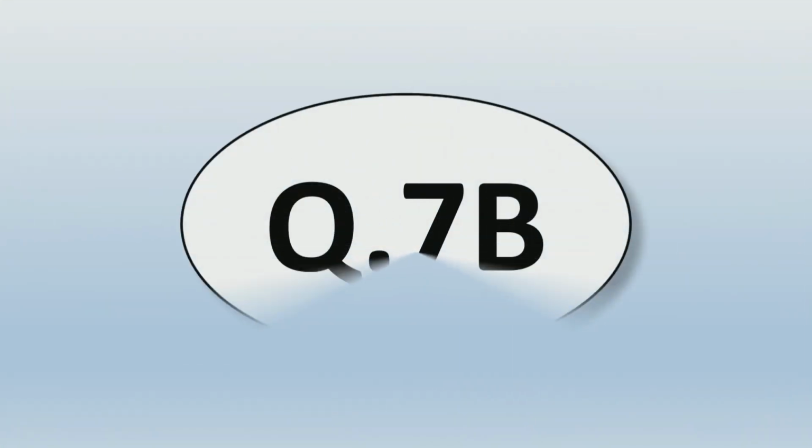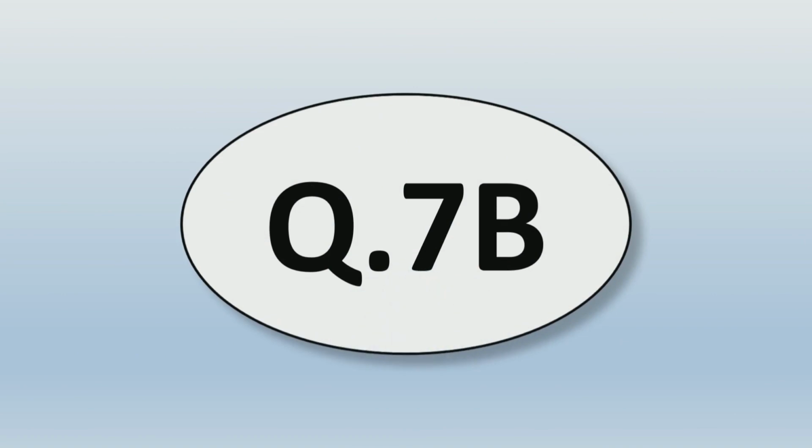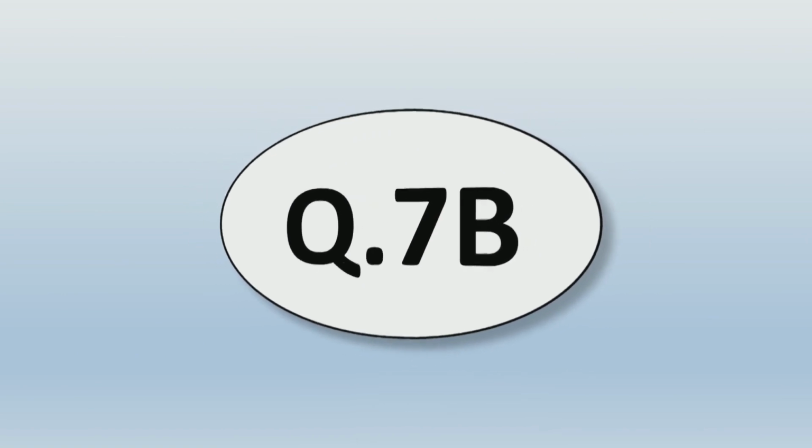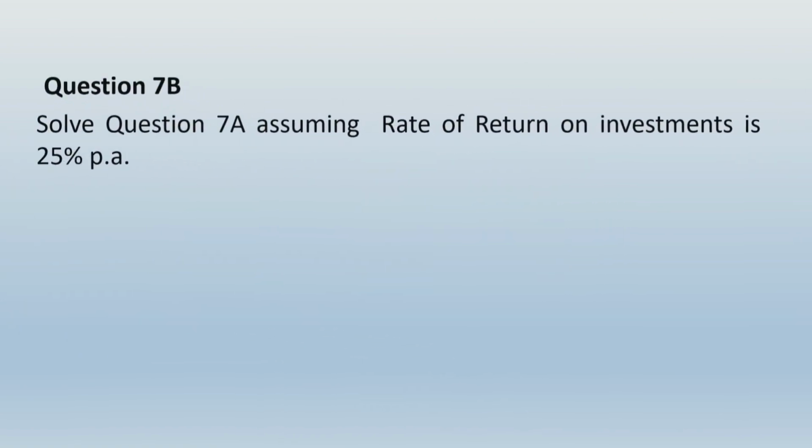take the next calculative example given in question 7b. It is directly related with question 7a because it is asking you to solve question 7a assuming the rate of return on investment is 25%. So in the previous case we have seen that R was 40% and R was greater than KE. Now R is 25%, so R will be equal to KE. All other things in question 7a remain as they are. Just change one piece of information, that is change R from 40% to 25% and observe what happens.